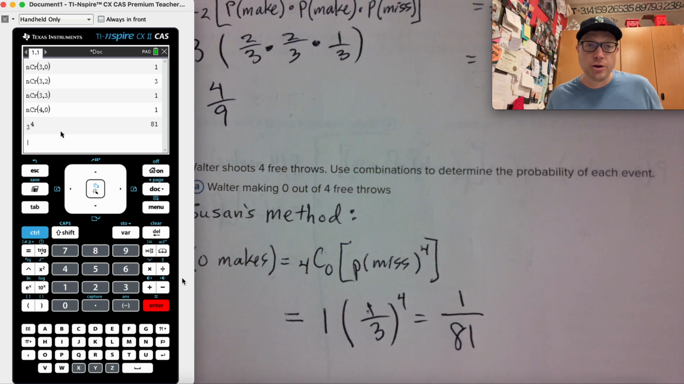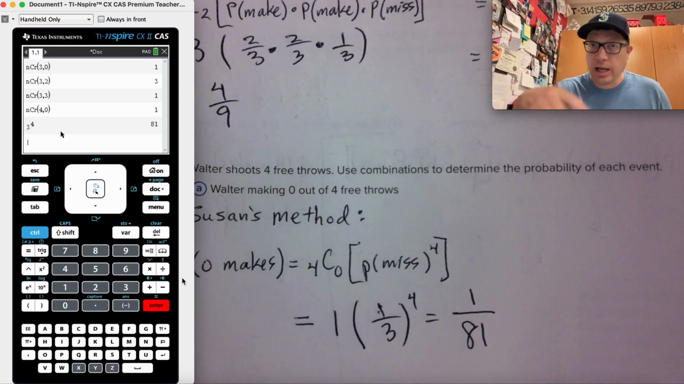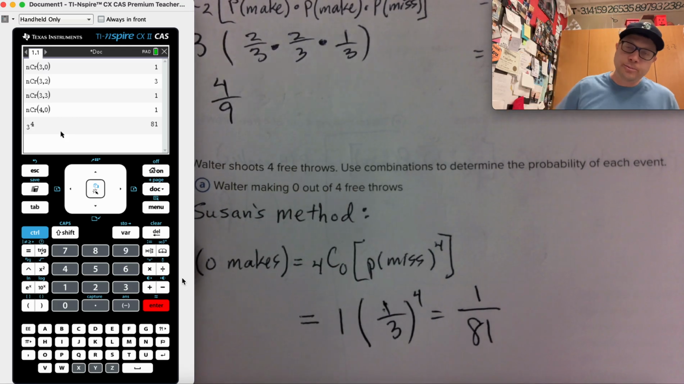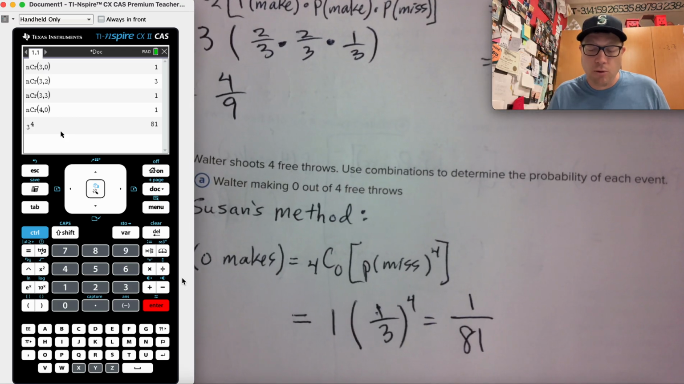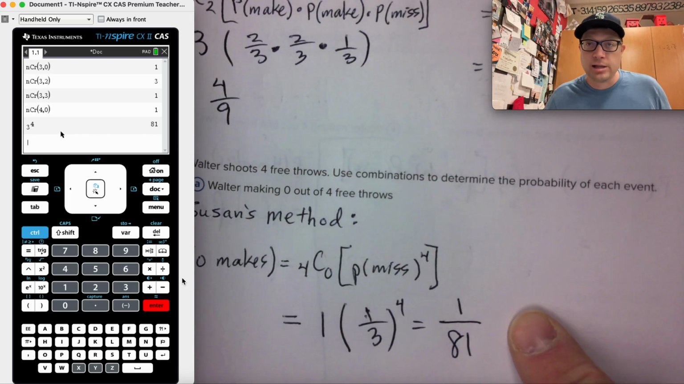If he has to shoot 4 free throws, it's unlikely he's going to miss all of them. If he's really trying, I mean, you could just brick it, but he's not trying to do that. He's trying to make all 4, and he missed all 4. Oh, no! Not very likely, though.